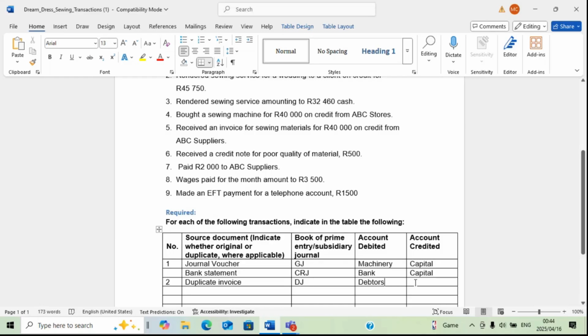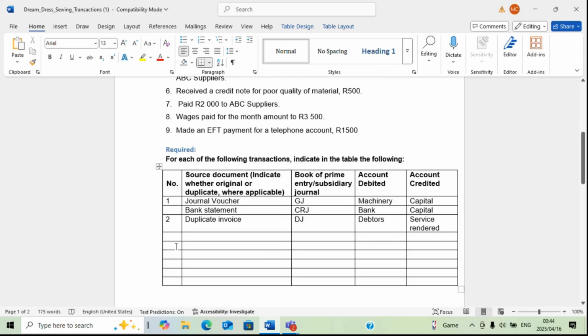And then the other account: remember we debit debtors because debtors is an asset. A debtor is an asset, and when it increases we debit, and then we rendered a service. So the other account that is affected is going to be service rendered. Service rendered is an income account, and incomes increase on the credit side. That is why we're going to credit our service rendered. Okay, that's how we record our transaction number two. And then let's go to transaction number three.